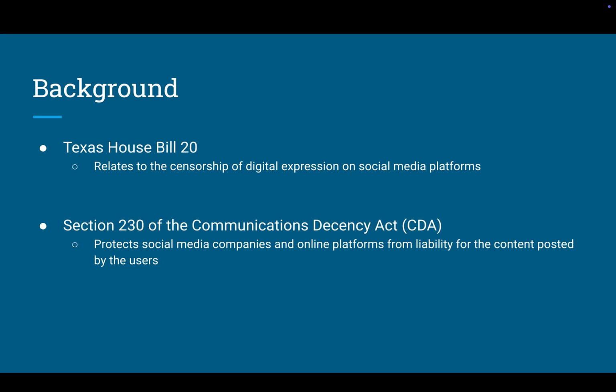Section 230 of the Communications Decency Act is brought into play as well. The goal of Section 230 is to protect social media companies from being liable for what their users post. An example of this would be if a user posts statements that are considered libelous or defamatory. The platform those are posted on are not liable or responsible for it.